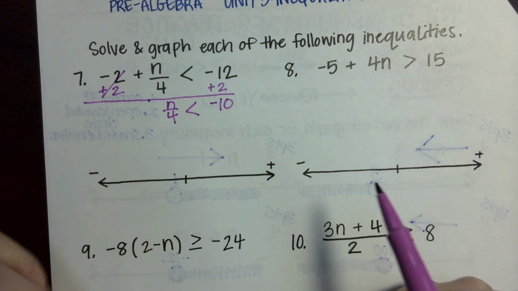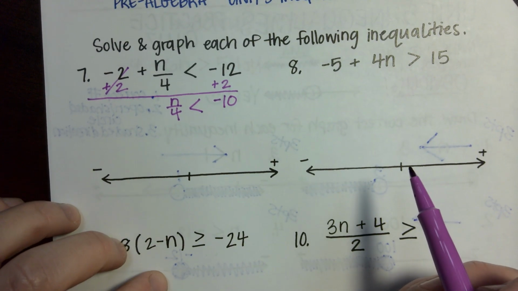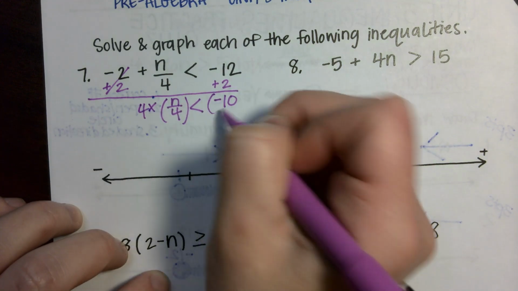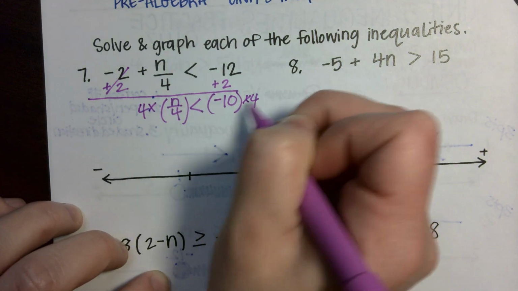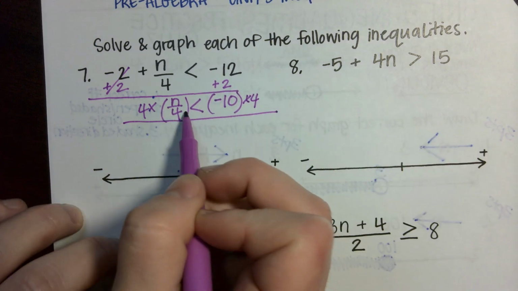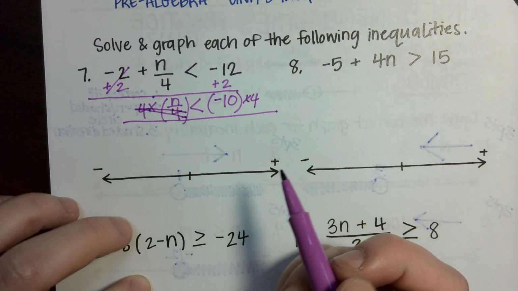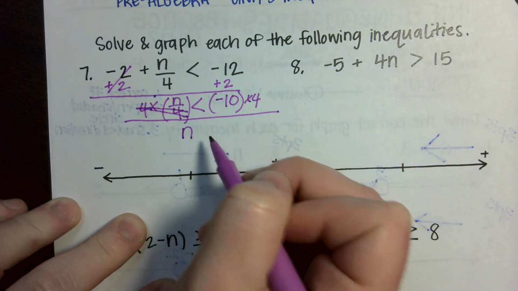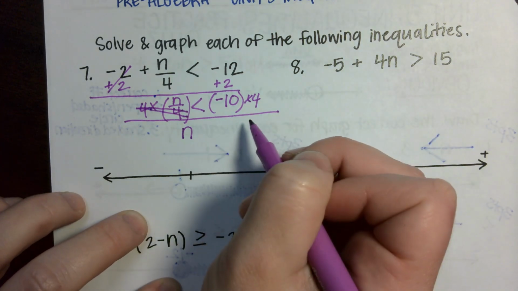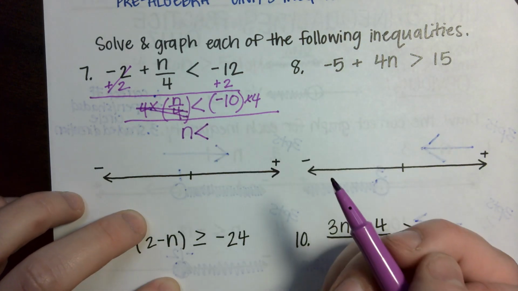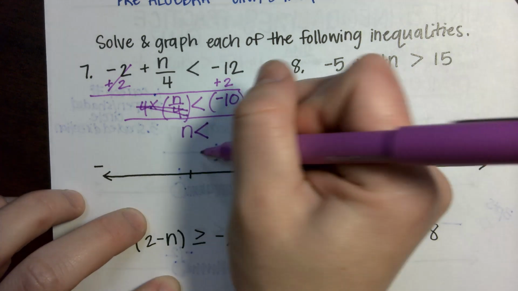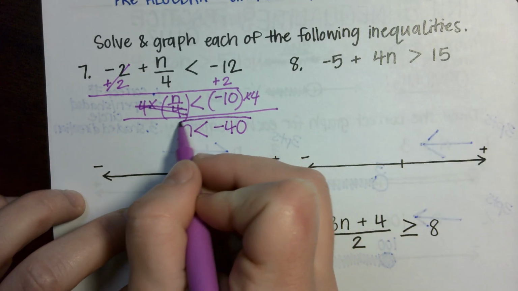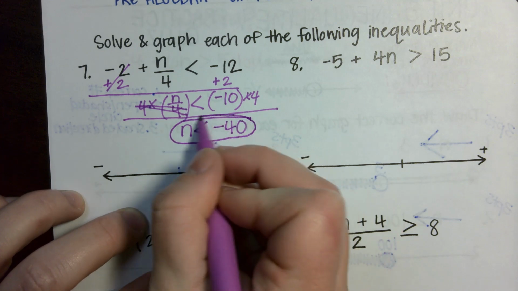What's my next step? Perfect. Multiply both sides by 4. My 4's with my n cancel out. So I'm left with n is what? Less than, good, negative 40. Perfect. So we circle that answer.